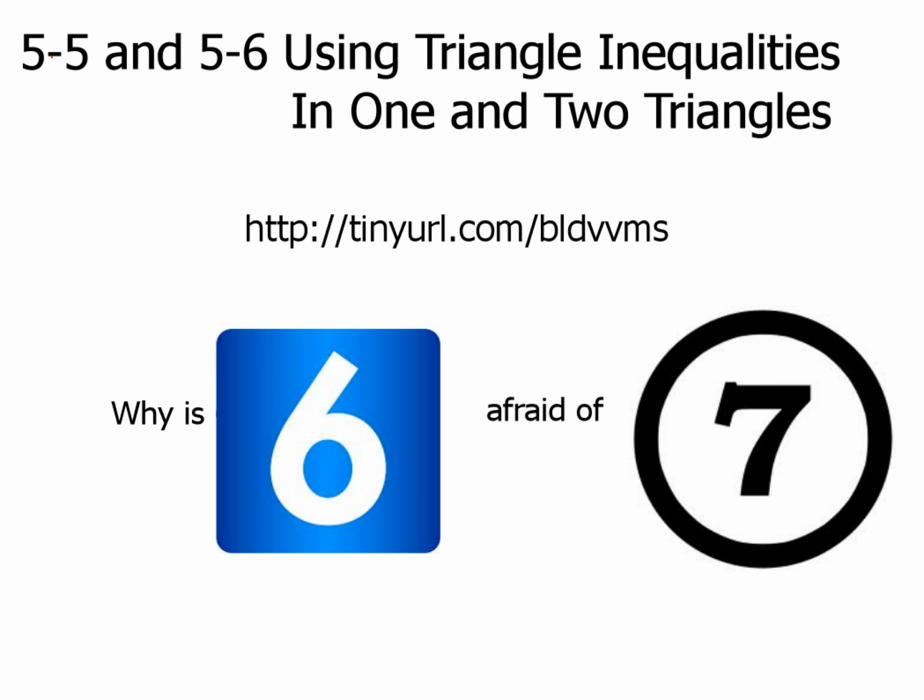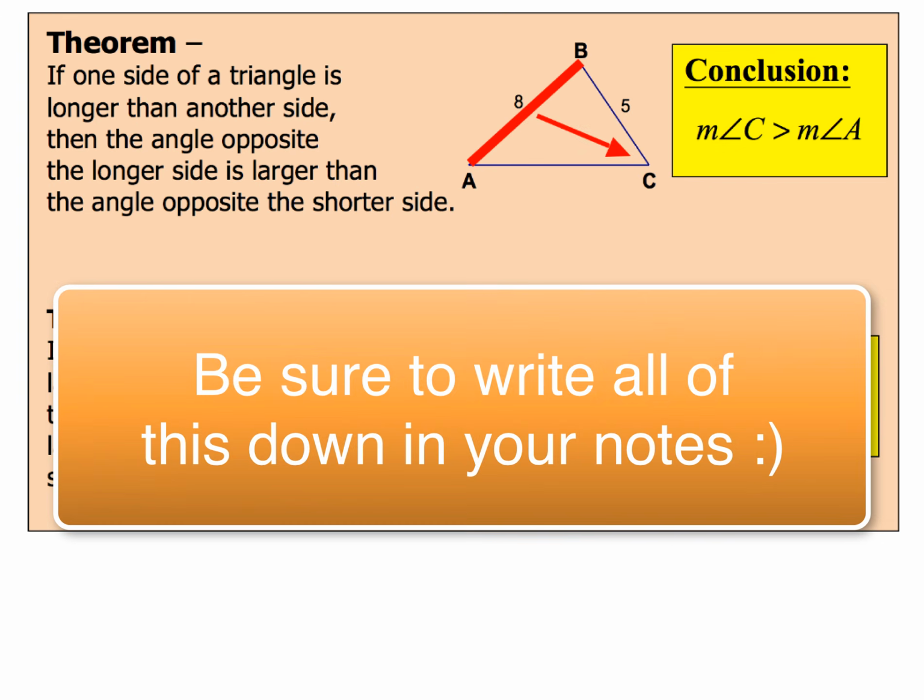Let's go ahead and take a look at our first theorem for this section. Now, this is going to be really super common sense. It says if one side of a triangle is longer than another side, then the angle opposite the longer side is longer than the angle opposite the shorter side. That's it. So let's take a look at our triangles here.